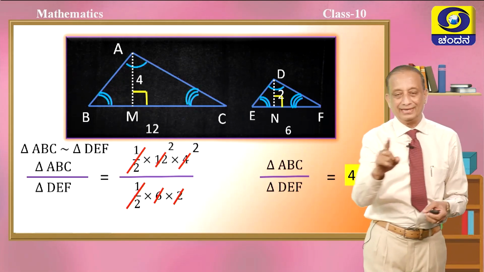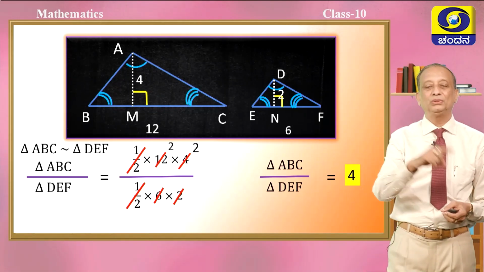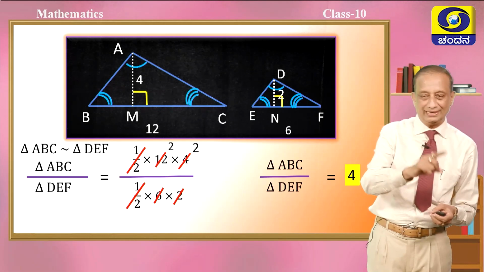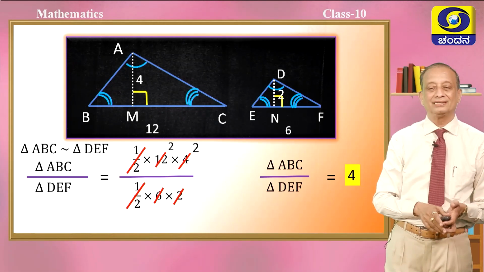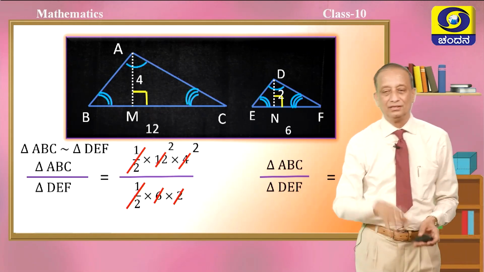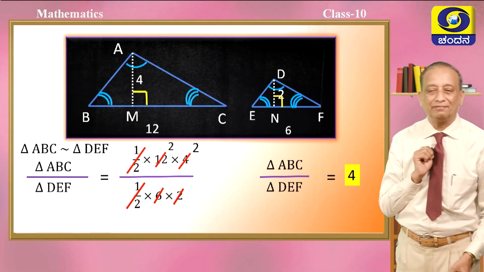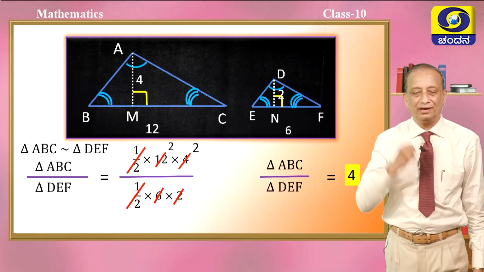Okay, 4 times means the area of triangle ABC is 4 times the area of triangle DEF when the bases are in the ratio 2:1. When bases are in the ratio 2:1, in this particular case, the area of triangle ABC is 4 times the area of triangle DEF. Beautiful, excellent.